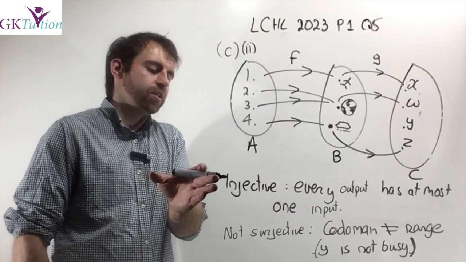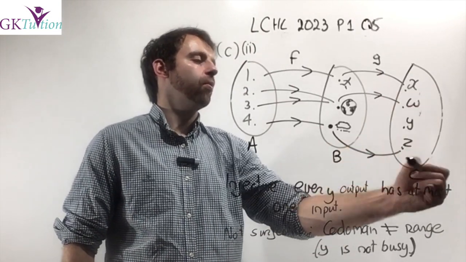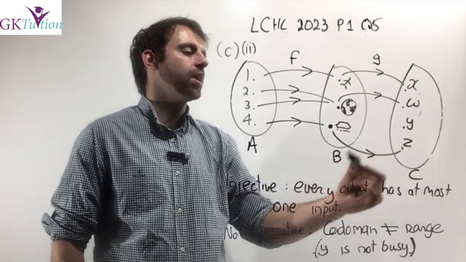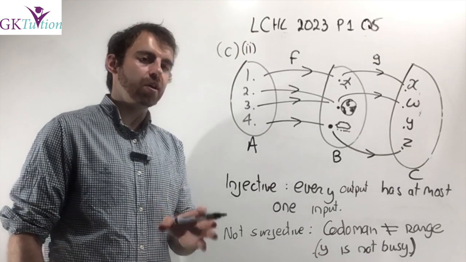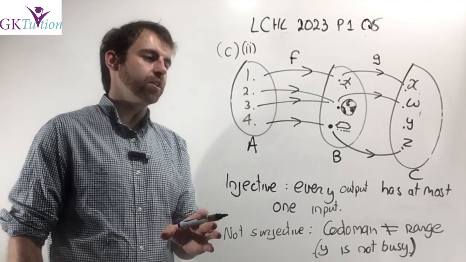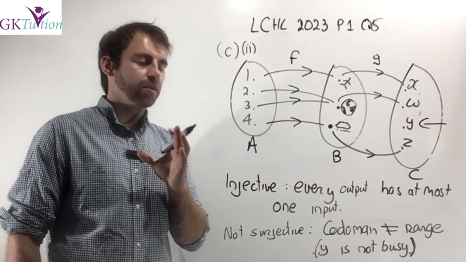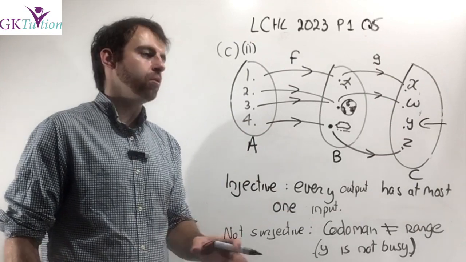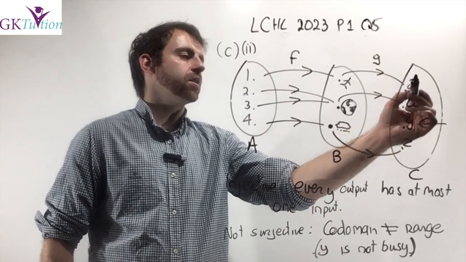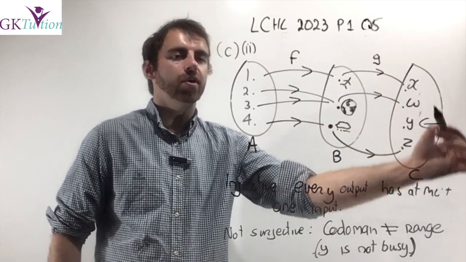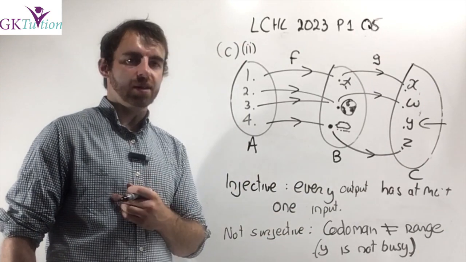So here, to say it's injective, you say that every output has at most one input. So none of the 4 outputs, X, W, Y, or Z, have more than one input, so that makes it injective. Then you have to describe why it's not surjective. The reason that it's not surjective, it's basically because of the Y here. If something is surjective, then the codomain is equal to the range. In other words, all of the possible outputs are being used. So if it was surjective, then every single one of the dots on the right-hand side would have an arrow going to it. So in this case, the codomain is not equal to the range.